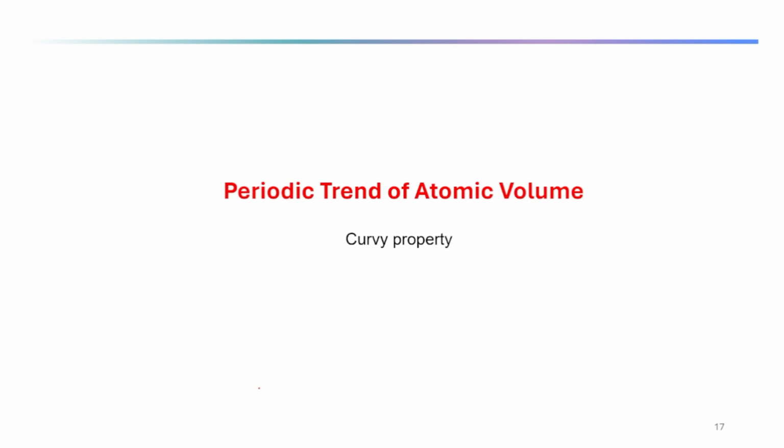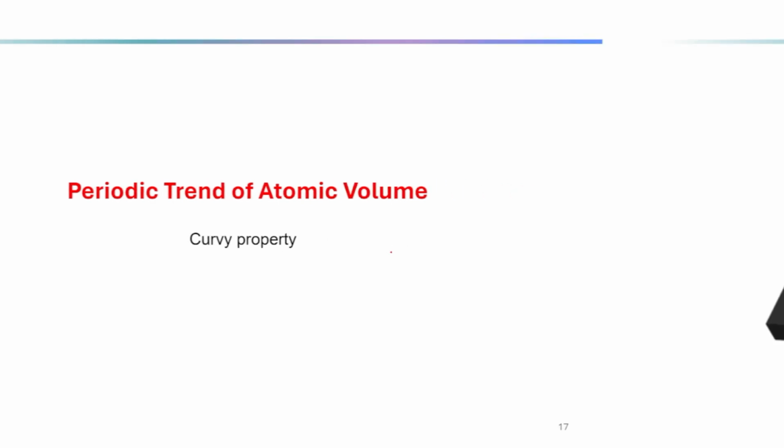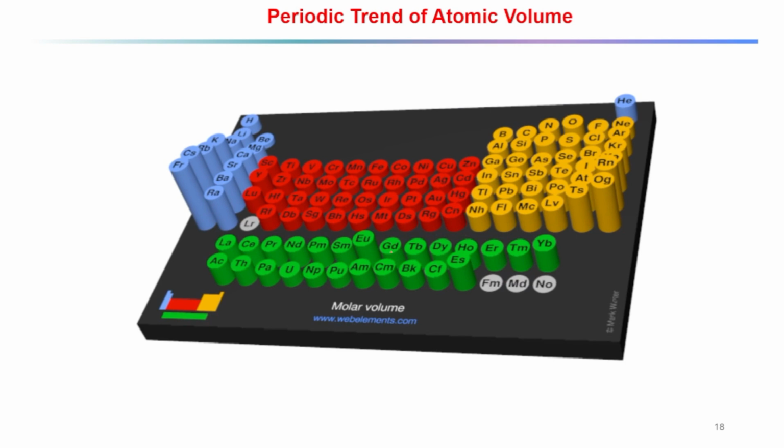Next we are going to discuss the periodic trend of atomic volume. This we will remember as a curvy property. Now why curvy, that I will discuss. So let's see the 3D diagram. You can see the atomic volume is higher on this side, and as we go from left to right it is actually flat, and again if we go more right it is increasing. So the atomic volume first decreases, then it is almost similar in this range, and then again it increases.